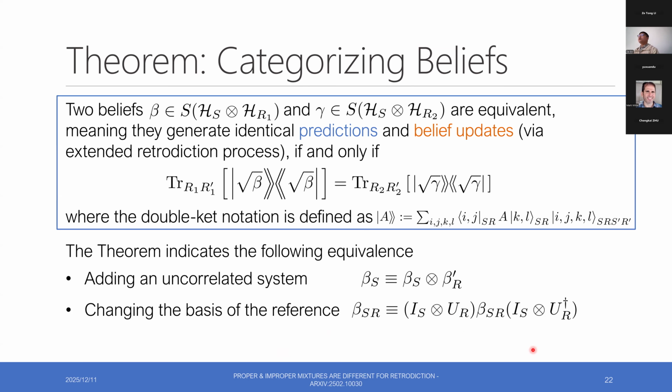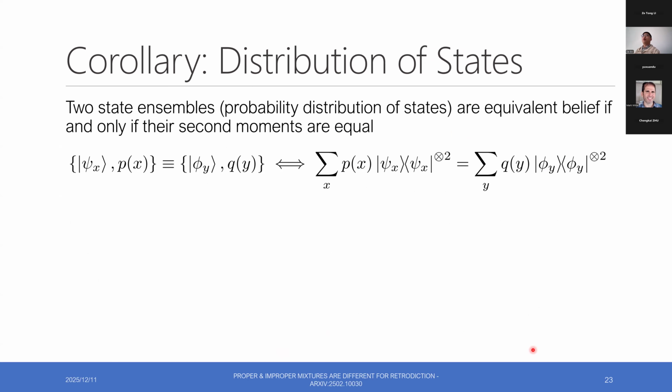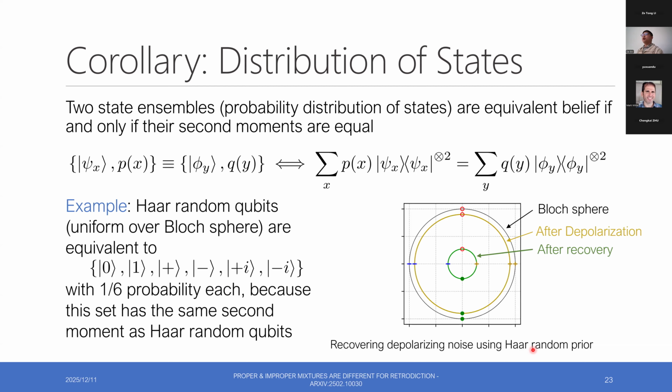This theorem also gives you the possibility to consider more complicated cases. For example, a distribution of pure states. It's a corollary that state ensembles are equivalent beliefs if and only if their second moments are equal. For example, we could use this corollary to describe a uniform distribution over the Bloch sphere. And we know that it is equivalent to the uniform distribution over these 6 states, 0, 1, plus, minus, plus I, minus I, because these two sets have the same second moment.